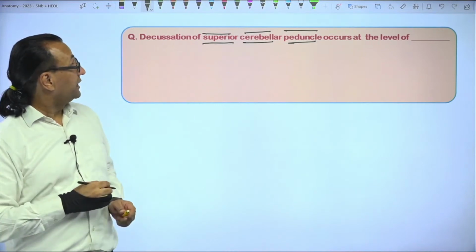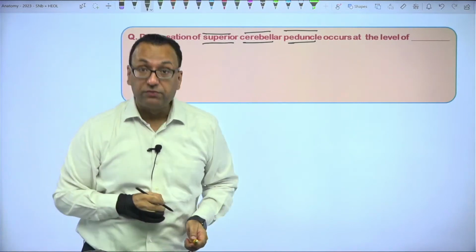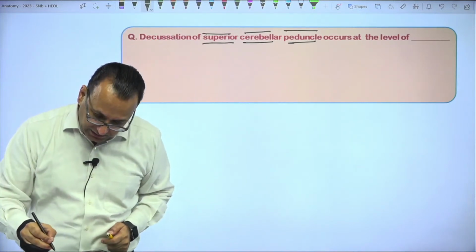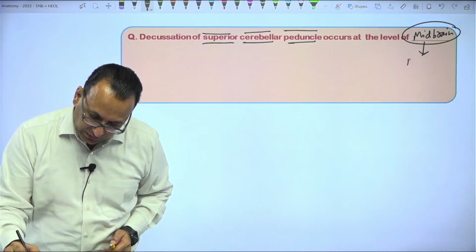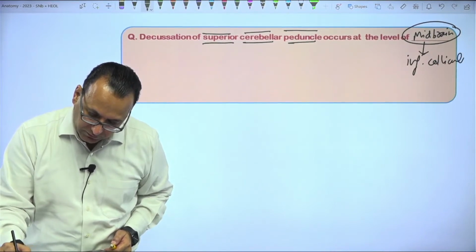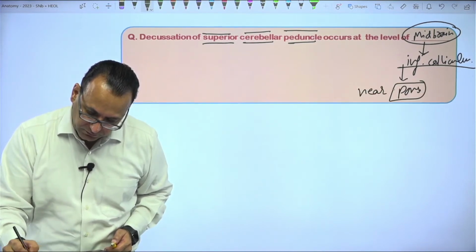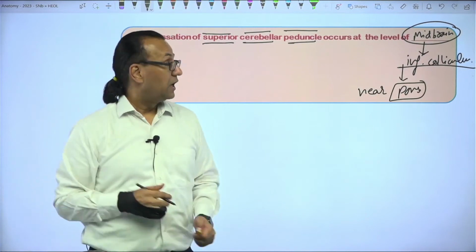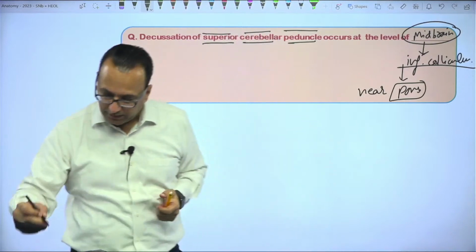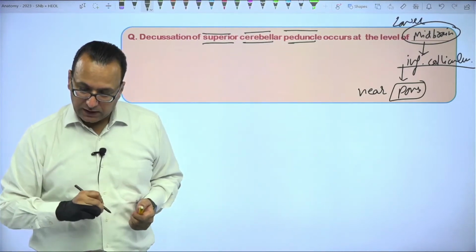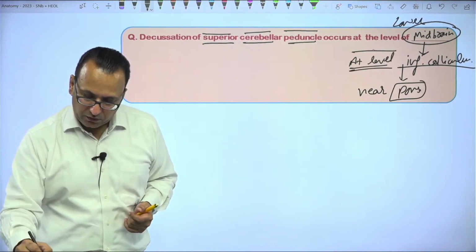So tell me, decussation means crossing, of the superior cerebellar peduncle is at the level of. It is at the level of the midbrain first of all, at the level of the inferior colliculus, near the pons. So it is in the midbrain at the level of the inferior colliculus, meaning lower midbrain, and near the pons.